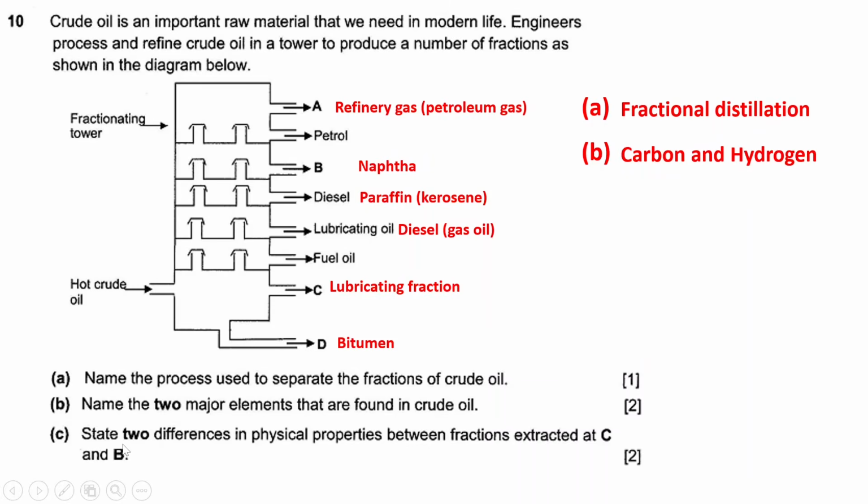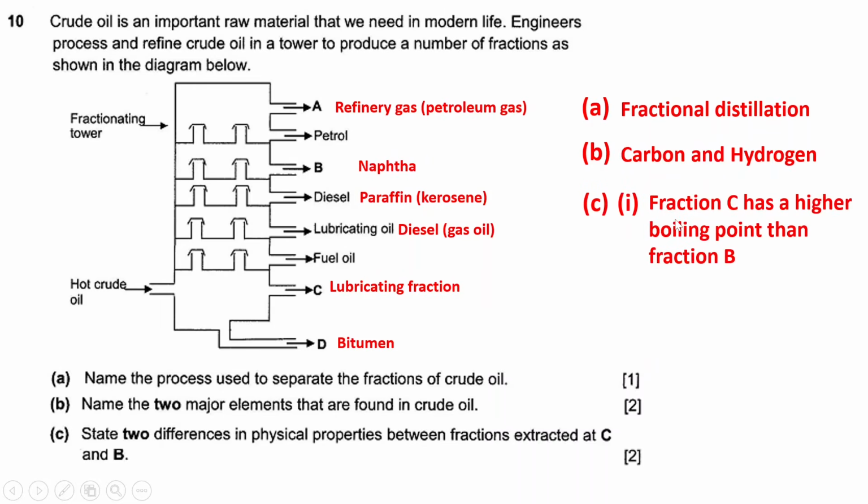When we go to C, state two differences in physical properties between fractions extracted at C and B. So we have to state two differences in physical properties between fractions extracted at C and B. So in answering, the differences are, one, fraction C has a higher boiling point than fraction B.